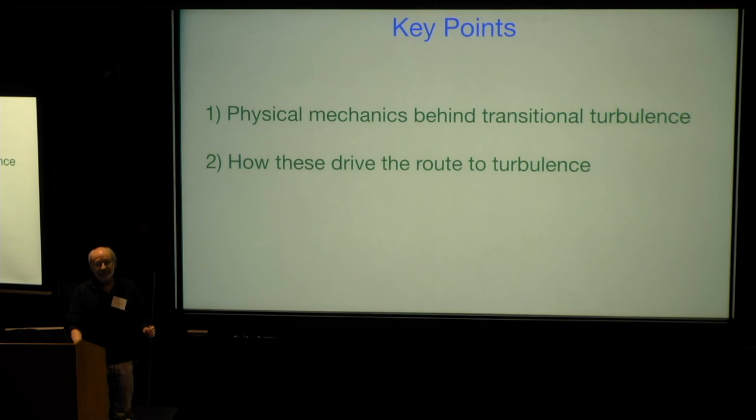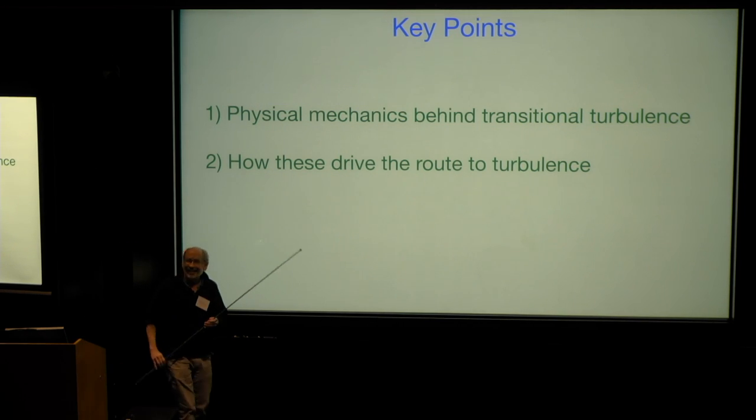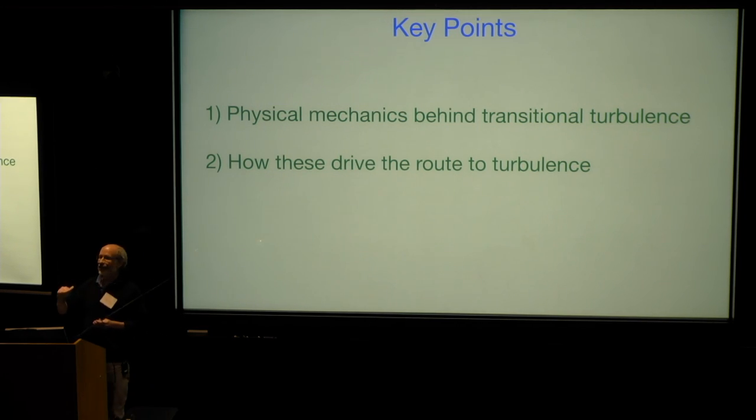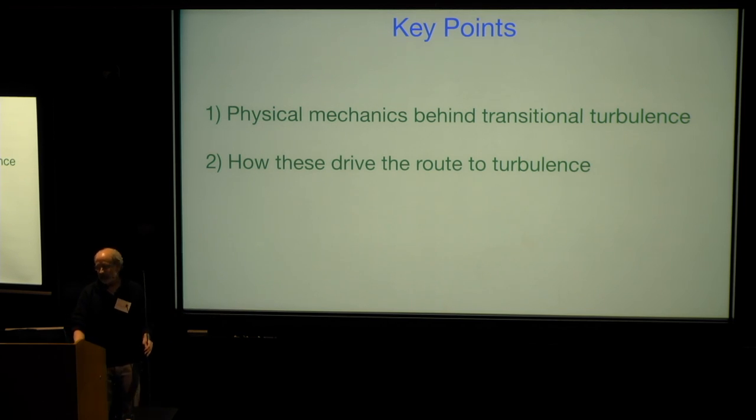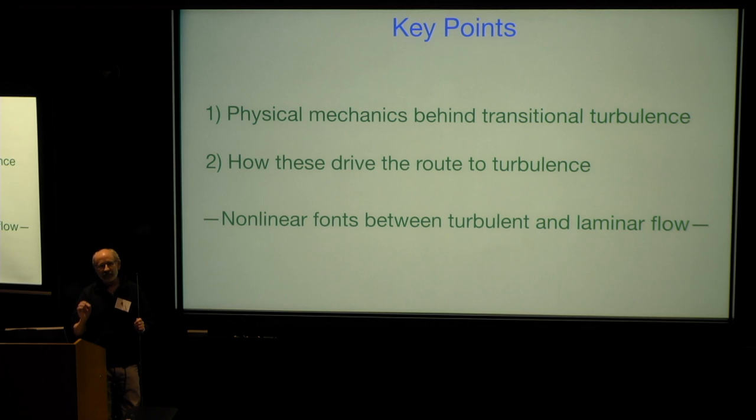That's not what I'm going to talk about. Nigel explained all this, and I don't have really anything to add. What I want to talk about is the physical mechanisms behind why you get this at all. Why do you have this transitional regime at all? And how does this drive things? That's what I want to get across, okay? And the key thing here is there's nonlinear fronts between turbulent and laminar dynamics.